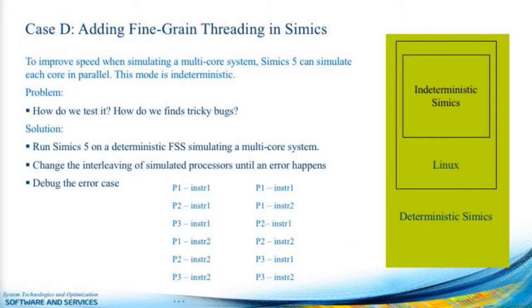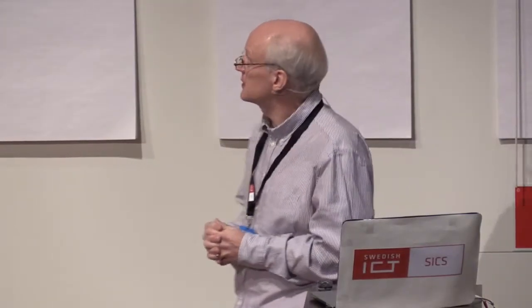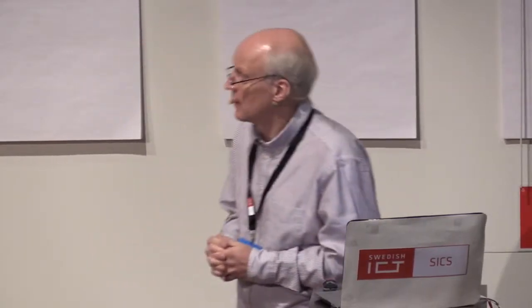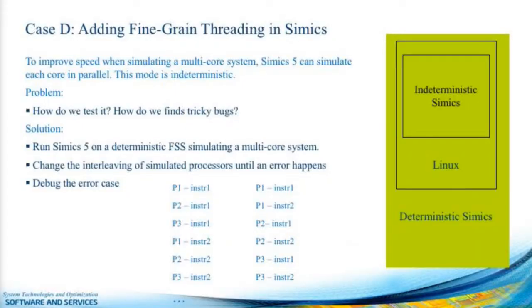The problem now becomes, okay, how do we test this? Now we run into this thing that we've got this program that can behave differently each time we run it, and it did, right? And there were fairly tricky bugs to find. Now, how did we deal with that? Well, the solution was to run Simics on Simics, right? So you have the indeterministic Simics, which is an application running on an operating system, and that operating system runs on the full system simulator, which is a deterministic Simics.